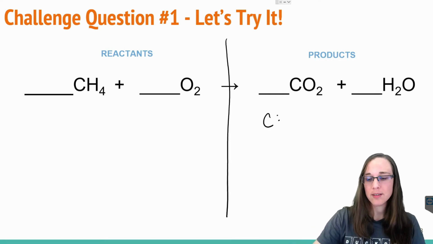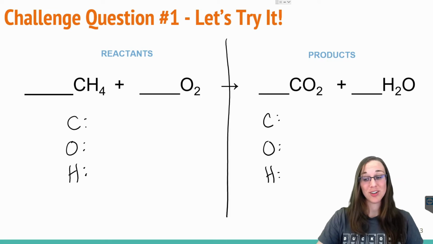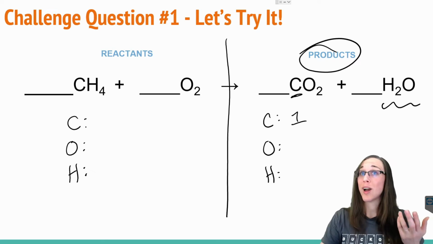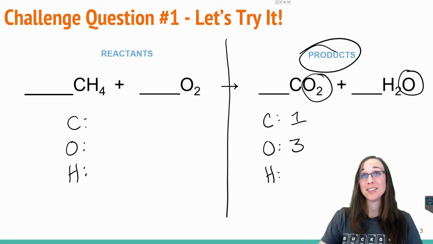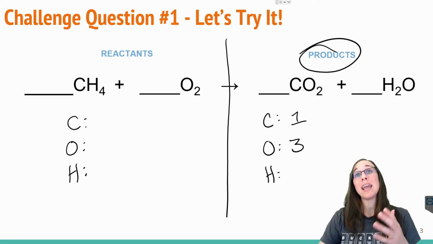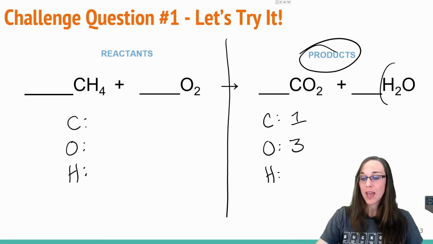We have carbons, we have oxygens, and we have hydrogens on both sides. Let's count up how many there are to start. On the product side, we have one carbon, and there's no carbons in that other molecule, so we've got one carbon total. We have two oxygens here and one oxygen there, so we have three oxygens total on the product side. Again, it doesn't matter that they're in two separate molecules. We're counting up how many atoms there are overall on the product side. And hydrogens, we have two.